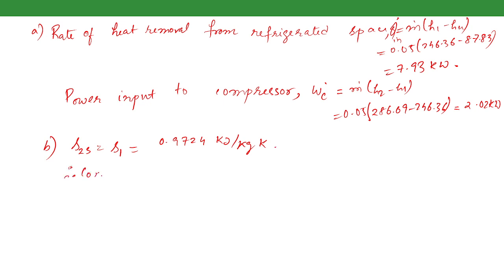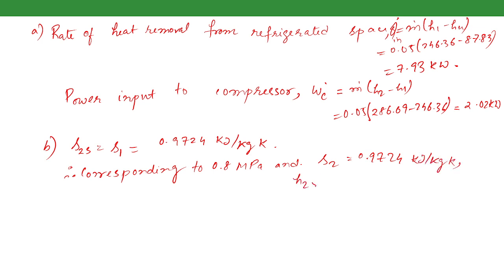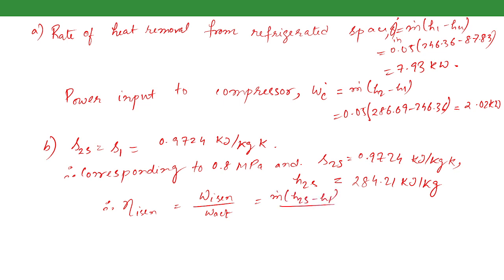Therefore, corresponding to 0.8 MPa and S2 equal to 0.9724 kilojoule per kg Kelvin, h2s is 284.21 kilojoule per kg. Therefore, isentropic efficiency is isentropic work input by actual work input, that is m dot times h2s minus h1 by m dot times h2 minus h1. So if we put in these values, we'll get the isentropic efficiency to be 0.939, that is 93.90%.